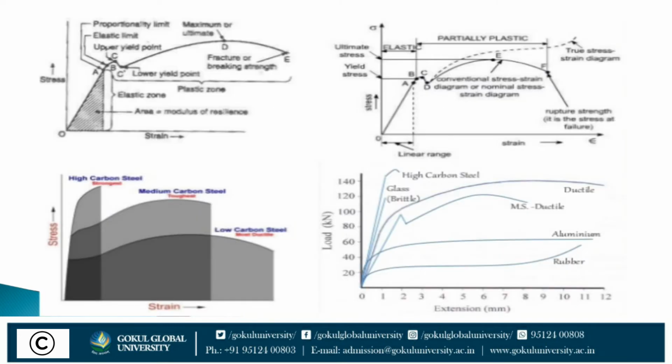This graph indicates the stress versus strain graph. In which we can identify the high carbon steel, medium carbon steel and low carbon steel, which are used as structural steel. And for different materials, we have rubber, aluminum, mild ductile, glass and high carbon steel. So these graphs give the idea about stress versus strain for the different materials.